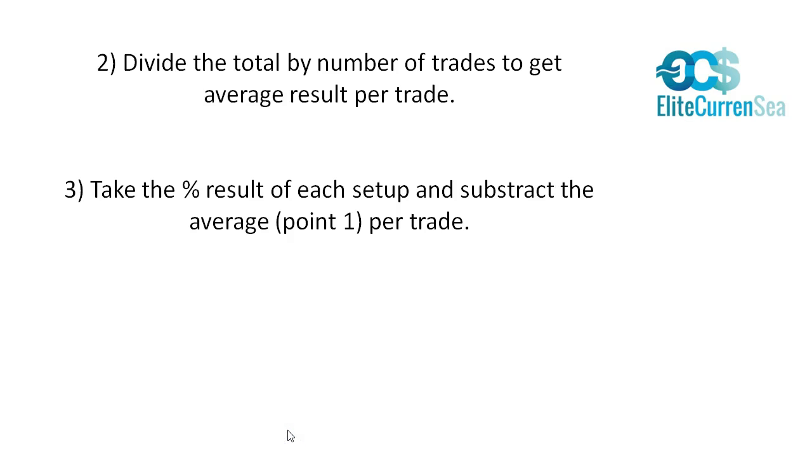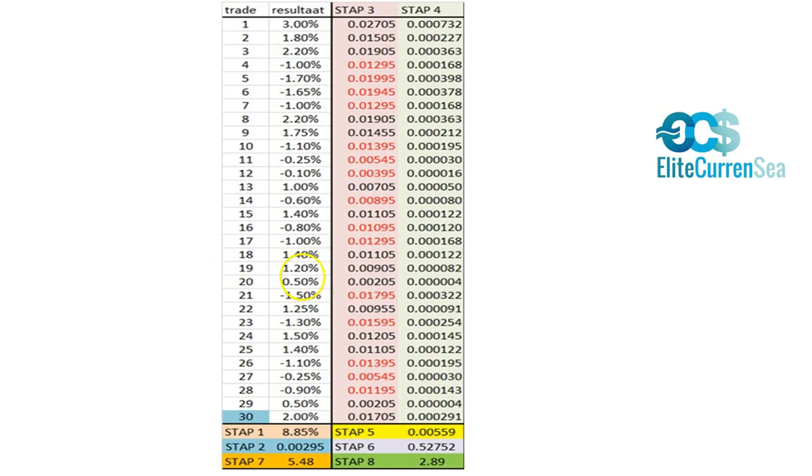Step 2, I want the average. So I take that result and divide it by the number of trades to get the average. That's pretty straightforward. Then I take the result of each setup and subtract the average. So for instance, the average here after dividing 8.85 by 30 trades is 0.00295. I take the results and subtract 0.00295, the average, and I get this pink column, and that's the result in step 3.